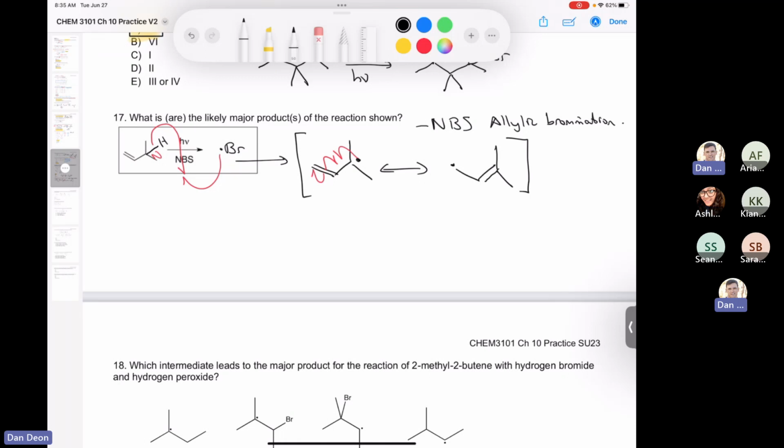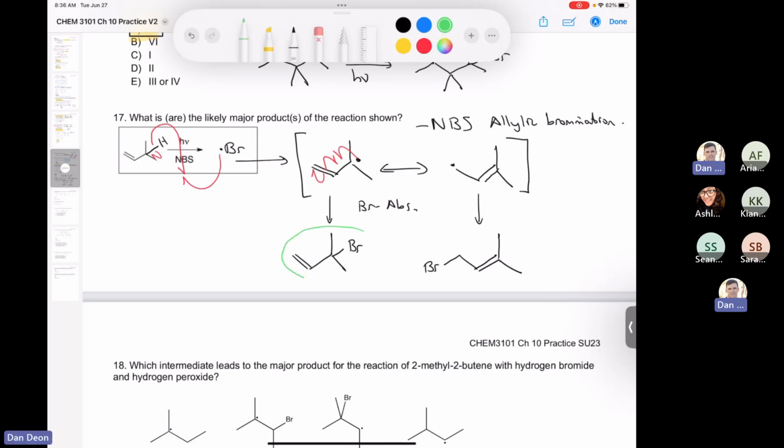So what we're going to do is we're going to put an arrow down here, and we're going to put an arrow down here. And after the halogen abstraction, right, you're going to put a bromine at that position, okay, here. And then you're also going to put a bromine here at this position. So these are the 2 possible isomers that you could get. Everybody okay with that?